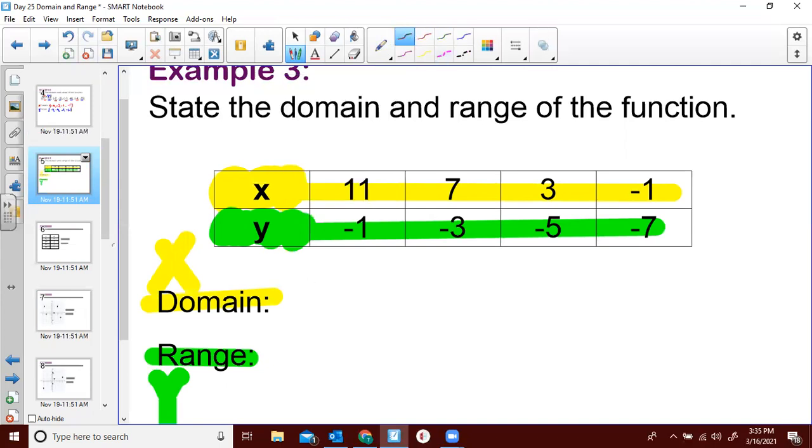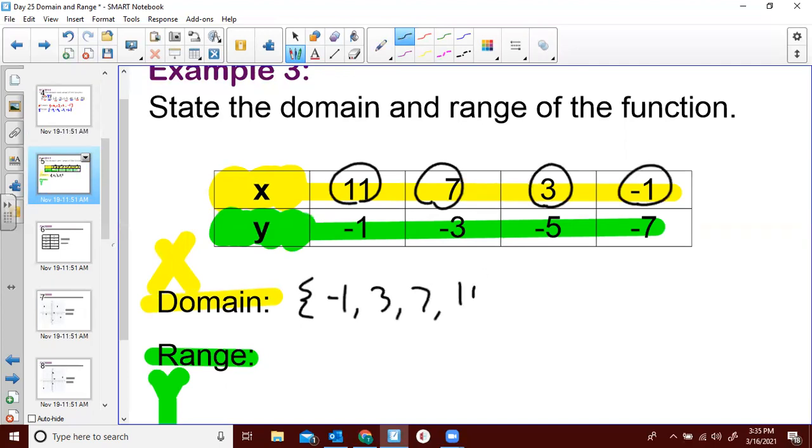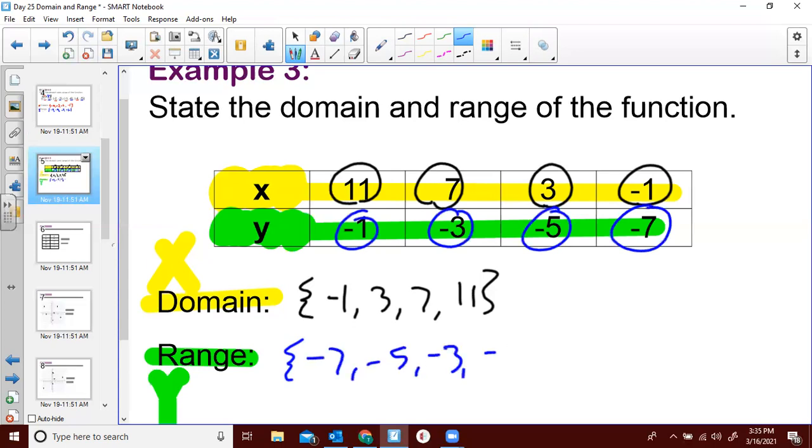Anyway, so our domain would be our 11, our 7, our 3, and our -1. Again, in math, we tend to write these in order from least to greatest. And our range is going to be -1, -3, -5, -7. So -7, -5, -3, -1. But as long as you get them all together, again, I will not knock you any points.